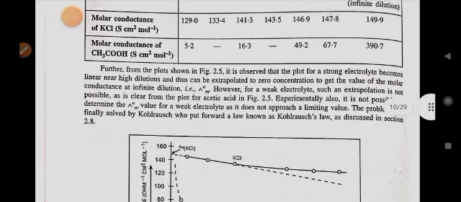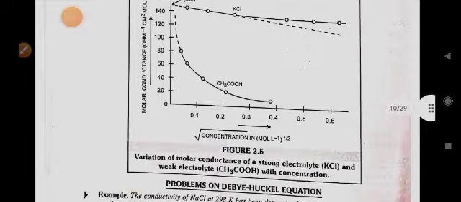Further, from the plot it is observed that the plot for a strong electrolyte becomes linear near high dilution, and thus can be extrapolated to zero concentration to get the value of molar conductance at infinite dilution, that is lambda naught m. However, for a weak electrolyte, such extrapolation is not possible, as is clear from the graph. For acetic acid, experimentally also, it is not possible to determine the lambda naught m value for a weak electrolyte, as it does not approach a limiting value. The problem was finally solved by Kohlrausch, who put forward a law known as Kohlrausch's law.